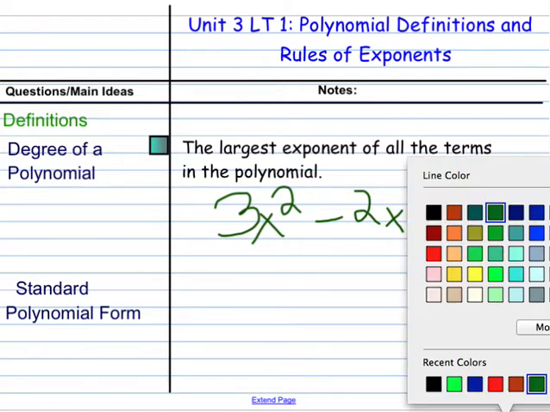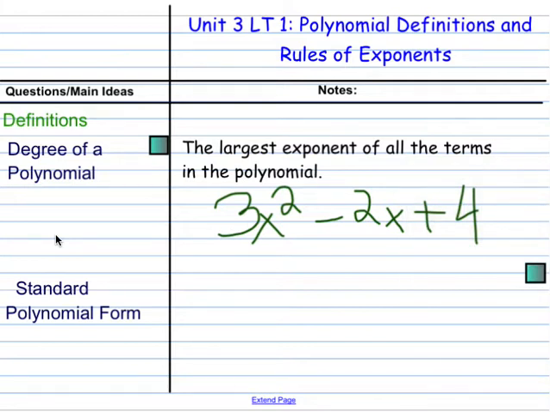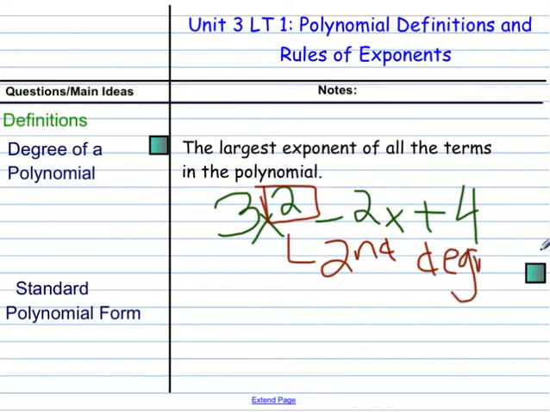Well, to get the degree of the polynomial, we want to find the largest exponent. And the largest exponent is 2. So if I asked you what's the degree of this polynomial, you would say that the exponent is 2, or it's second degree.